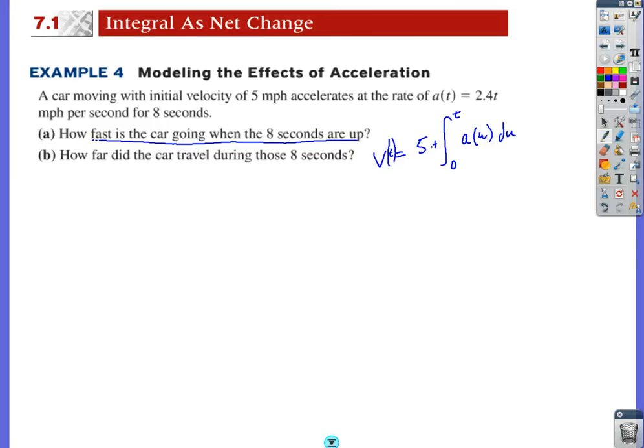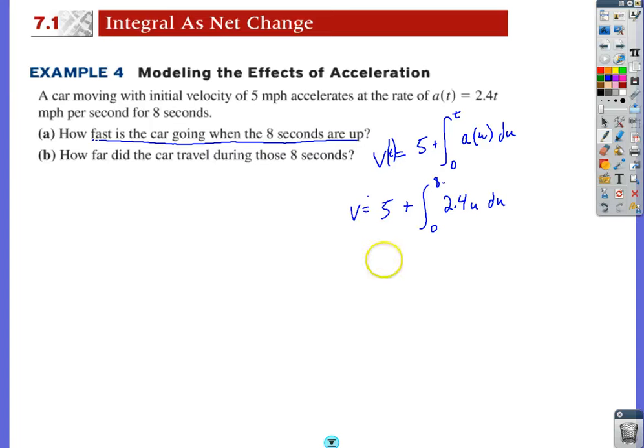All right, so if I go ahead and get my velocity, it's going to be equal to 5 plus the integral from 0 to 8 seconds of a, which is 2.4u du. Now again, the reason why I'm using a u instead of a t is because technically 8 is our time, and we made this new function up for velocity. So all I did was change the variable so t wouldn't be used twice.